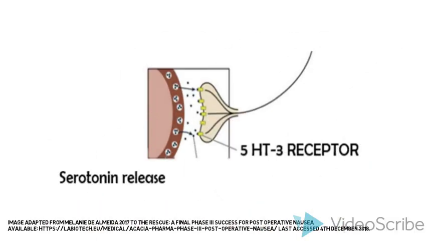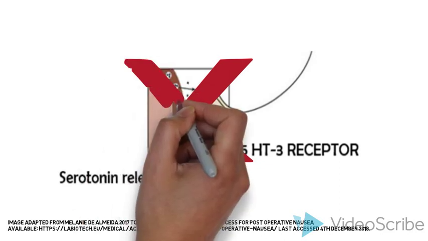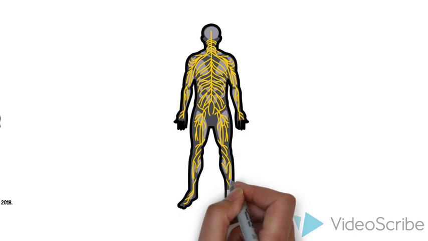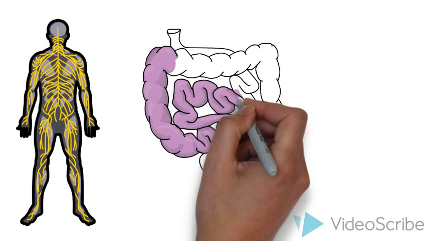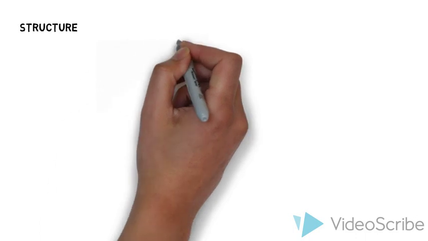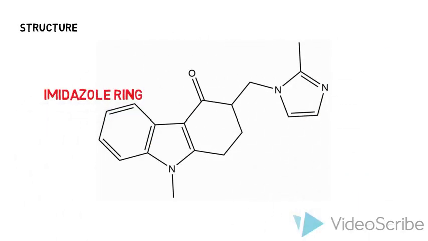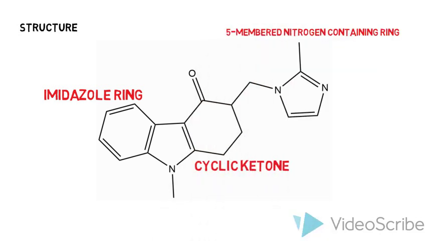Ondansetron is known as a 5-HT3 receptor antagonist, meaning it blocks the action of the 5-HT3 receptor. The discovery of ondansetron stemmed from Jack's focus on the central nervous system and the gastrointestinal tract. The drug was first launched under the brand name Zofran in 1991. Shown here is the chemical structure of ondansetron. The following functional groups are present: an imidazole ring, a cyclic ketone, and a 5-membered nitrogen-containing ring.